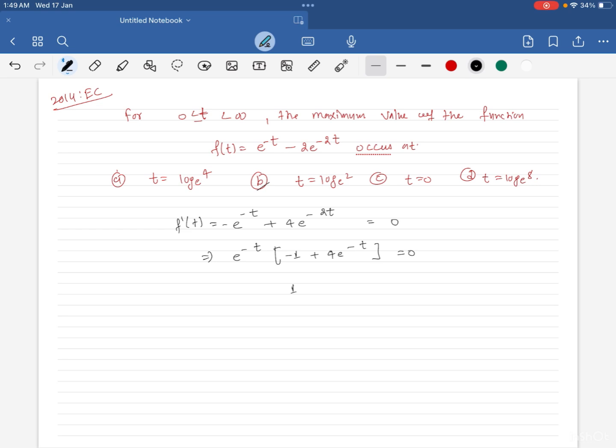So 1 is equal to 4 e to the power minus t, so e to the power minus t is equal to 1 by 4. You can take ln on both sides, so that will give you t is equal to minus ln 1 by 4, or you can write it as ln 4, right?